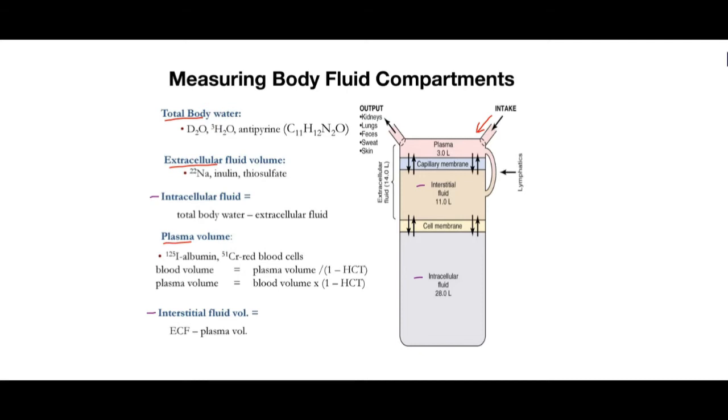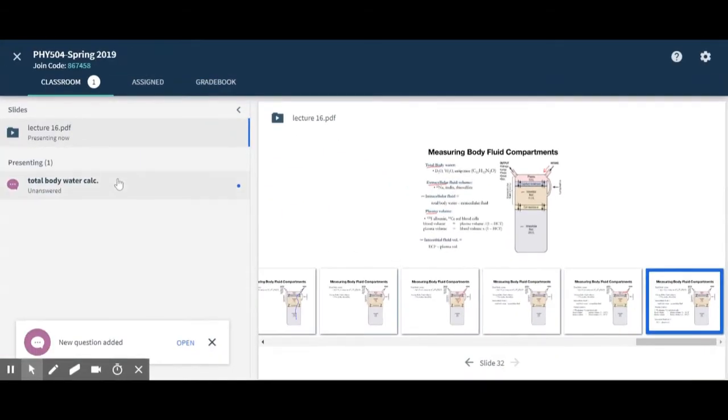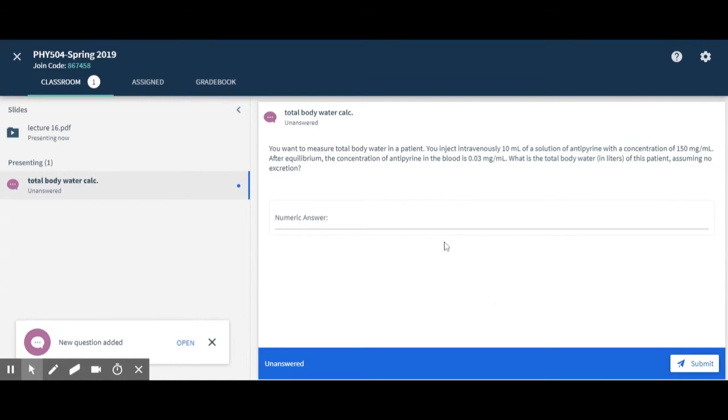Take a second and think about what you would want to do. If you were to inject 10 mils of antipyrine, think about where antipyrine is going to go at this particular concentration. Once you reach equilibrium, which means everything is uniformly distributed, all the fluids in your body have reached a new concentration of antipyrine, which is 0.03 milligrams per mil, what would be your total body water? This is assuming that you're not having any kind of excretion, so you're not losing any of the antipyrine.